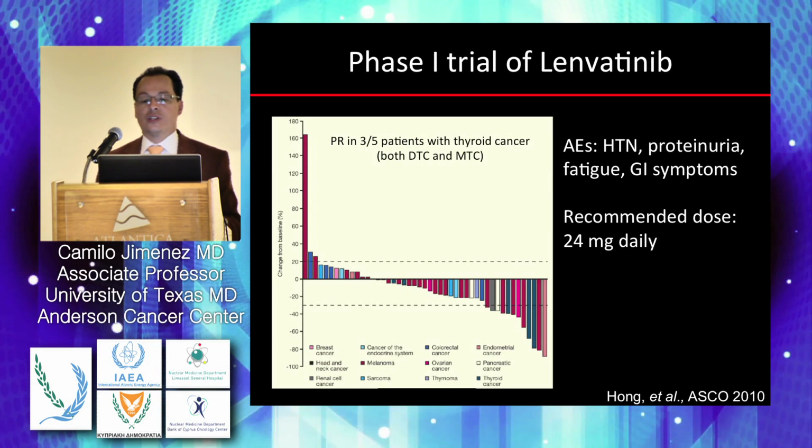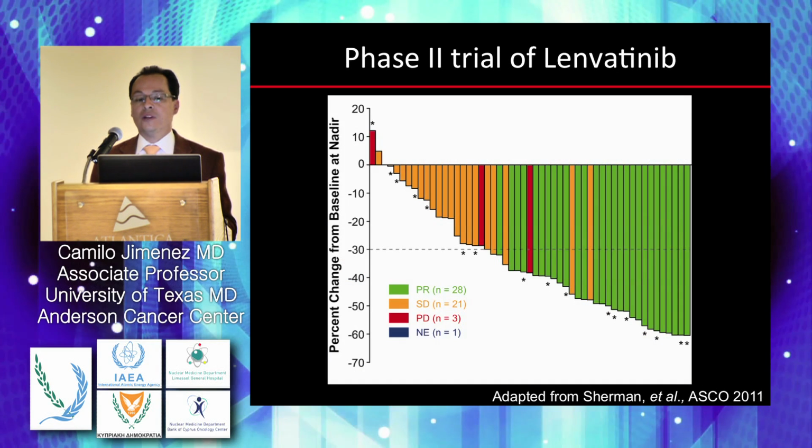The drug was associated with hypertension, proteinuria, fatigue, and gastrointestinal symptoms such as nausea, vomiting, and diarrhea, amongst others, and the tolerable dose was recommended to be 24 milligrams daily, which is the dose currently approved for the treatment of thyroid cancer in clinical practice. Now, based on this report from phase 1 that was mainly looking at safety, we went into a phase 2 clinical trial with Lenvatinib that was looking at a determinant of a good response in clinical practice to see how effective the drug may be.